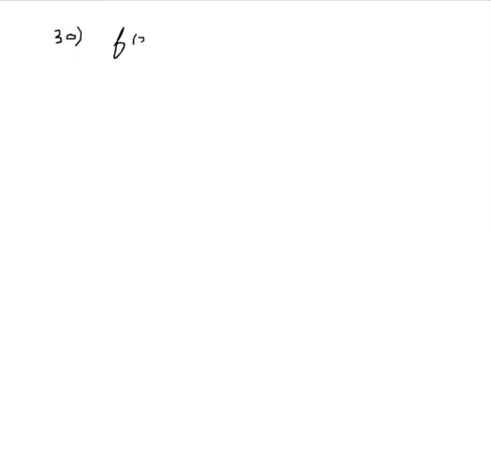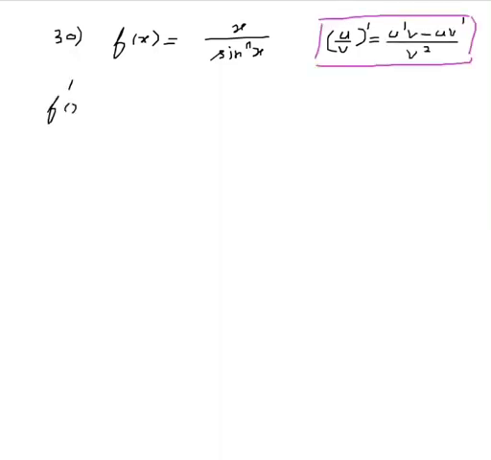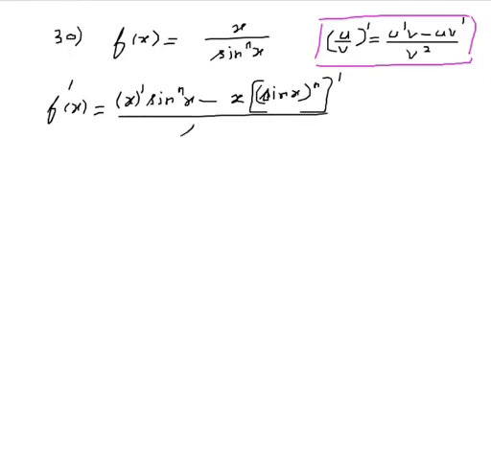Thirtieth question. F of x is equal to x divided by sin raised to nx. Quotient rule we will apply. F dash of x is equal to x dash into sin power nx minus x into differential of sin x whole power n dash divided by sin power nx the whole square.